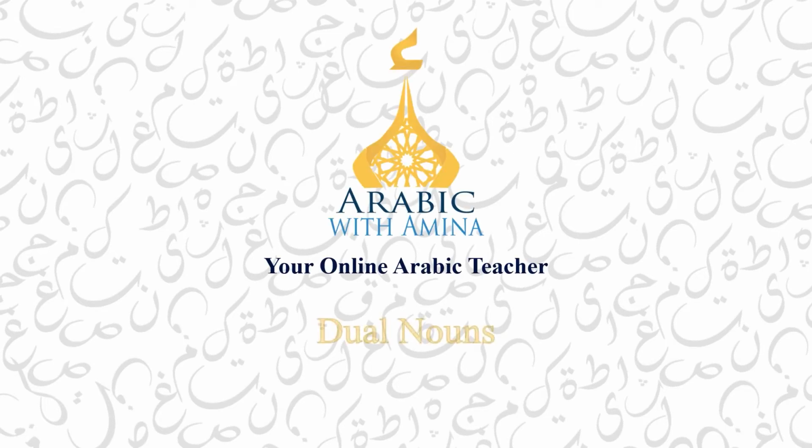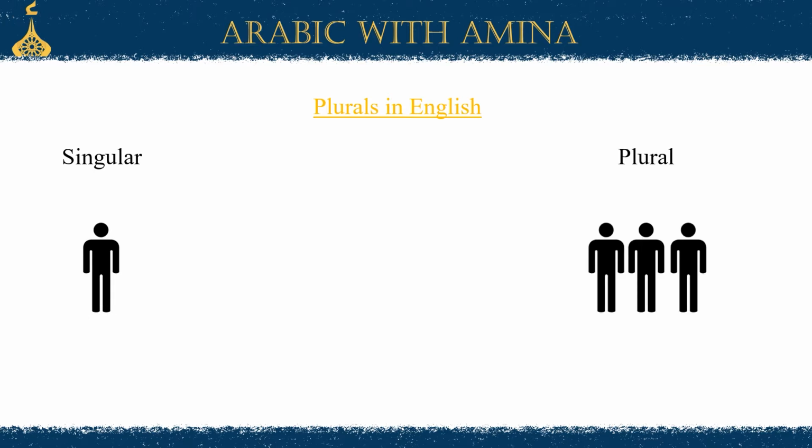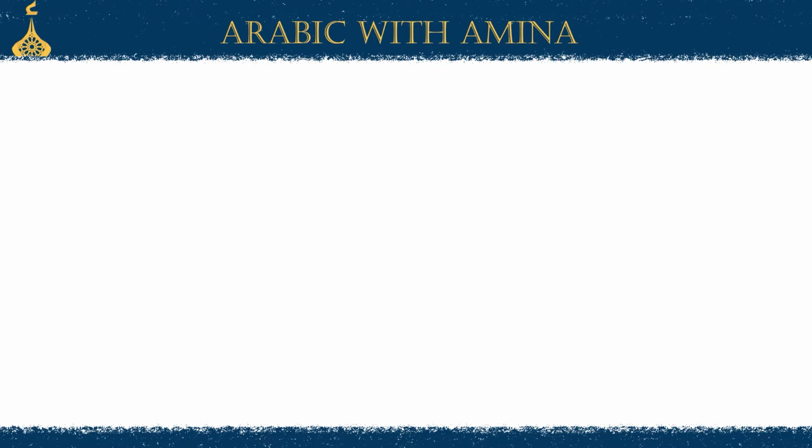Today's lesson we are going to be targeting the dual nouns. Let's talk about plurals in English a little bit to familiarize you with what duals are. In English, if we have one thing or one person, it is singular, and anything more than one is plural. Pretty simple. However, in Arabic, it's a little bit different.